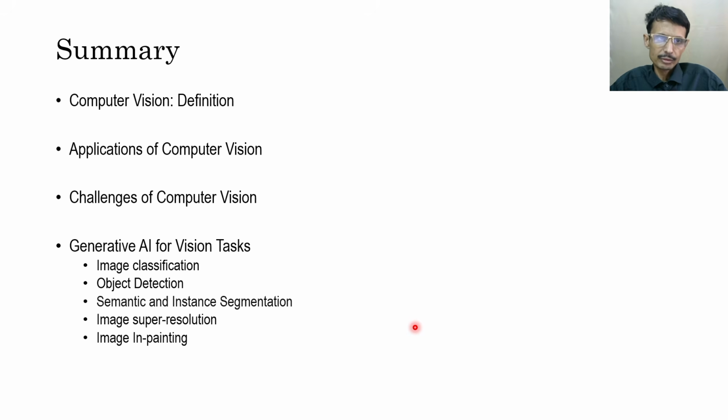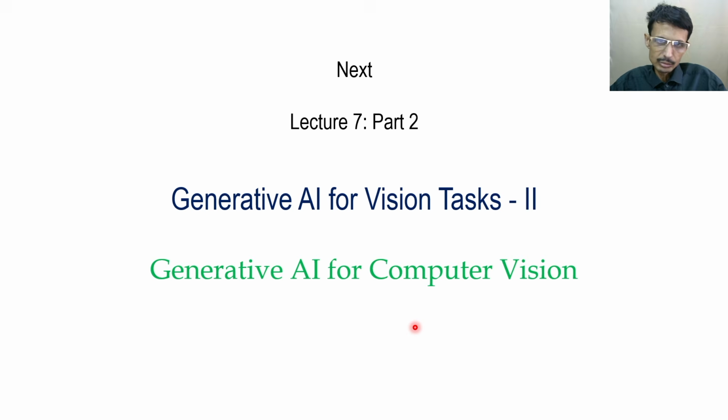So in this lecture, we first defined what computer vision is, then we understood the applications of computer vision. Then we described different challenges of computer vision, and then we tried to understand how generative AI improves vision tasks in different downstream tasks: image classification, object detection, semantic and instance segmentation, image super resolution, and image inpainting. In the next lecture, we continue this with a few more downstream vision tasks. Thank you very much.